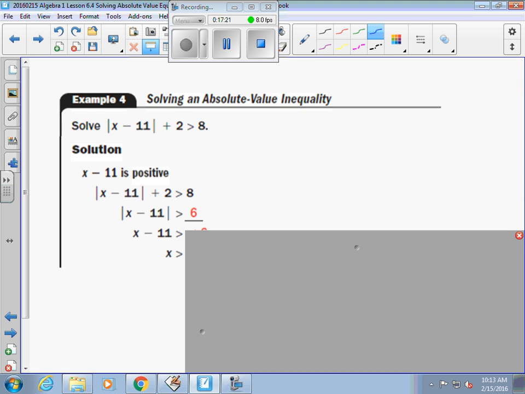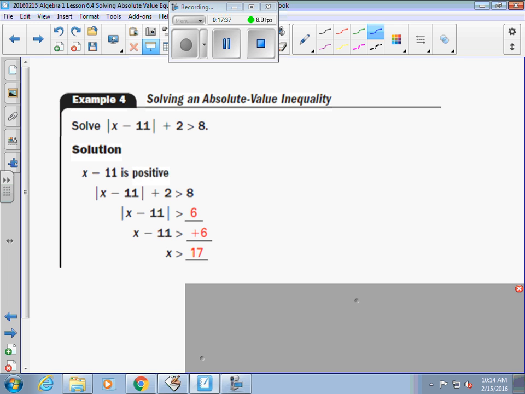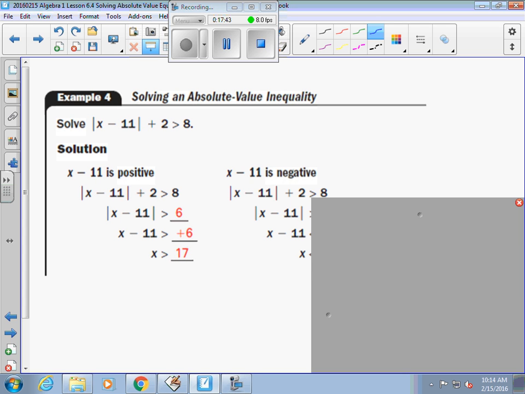So 8 minus 2 is 6. So now you've got the absolute value of x minus 11 is greater than 6. So remove the absolute value symbols and leave it. Just say x minus 11 is greater than 6. Undo minus 11 by adding 11 to both sides. x is greater than 17. Simple. Do the same thing on the other side. You don't have to redo this part. You already did this part.